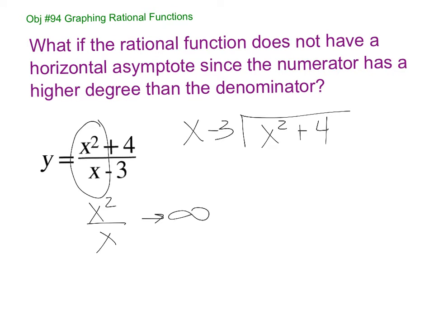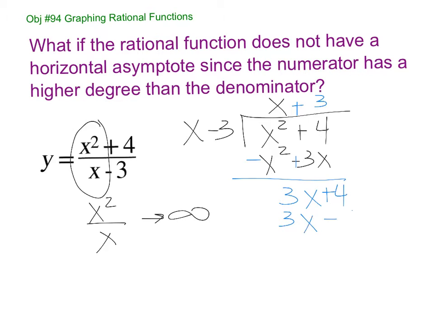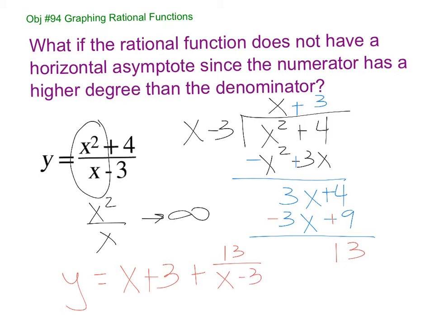So what happens is, if I divide, I get x into x squared is x, multiply, change the sign to subtract, 3x plus 4. So that gives me plus 3. 3x minus 9. Again, change that sign, and I get 13. So this function is actually being rewritten as x plus 3 plus 13 over x minus 3. This is just a rewriting of the function.